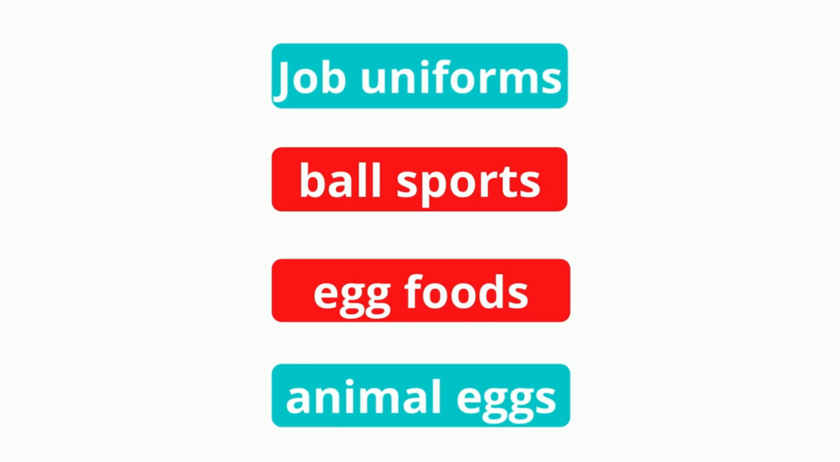Name 10. Have students think of 10 items that fit particular criteria. Jobs where you have to wear a uniform. Sports that are played with a ball. Foods that contain egg. Animals that lay eggs.